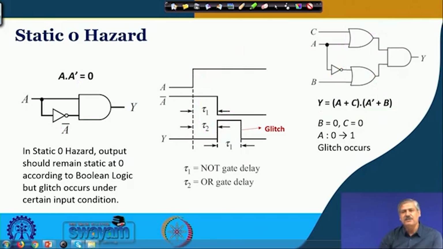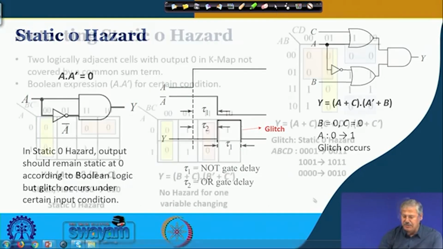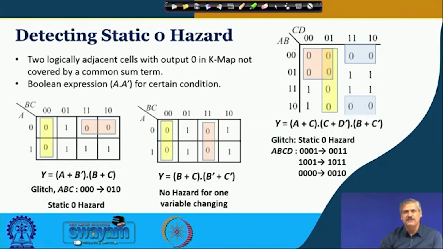So, for other input combinations it will not occur. That is what was mentioned in the earlier class also, and we take note of it here: for a specific condition combination the glitch occurs. Now, how do we detect a static 0 hazard?